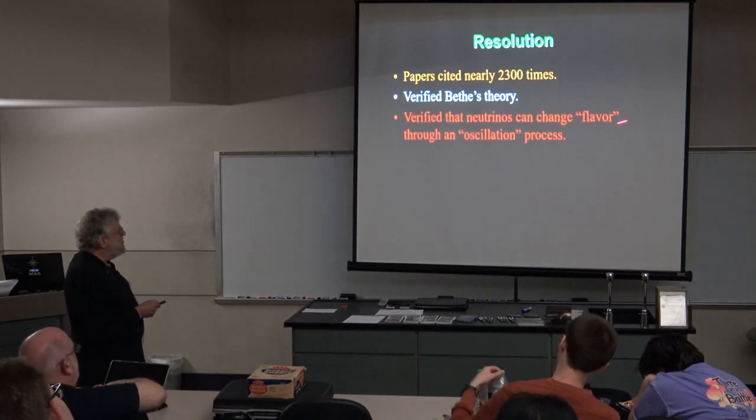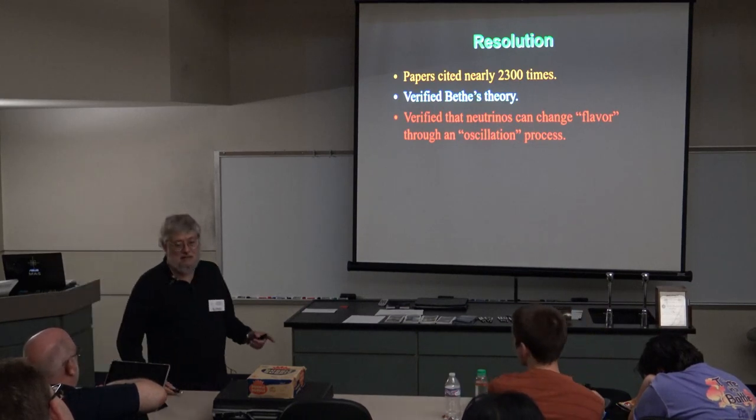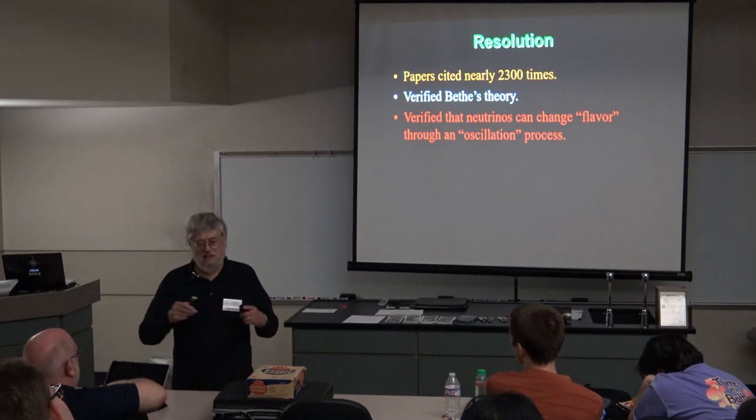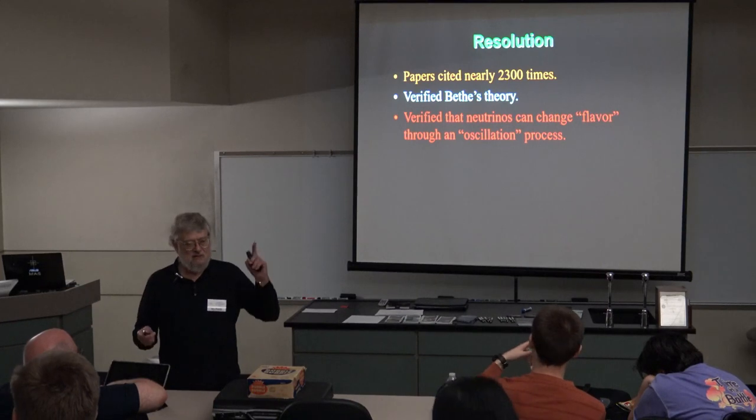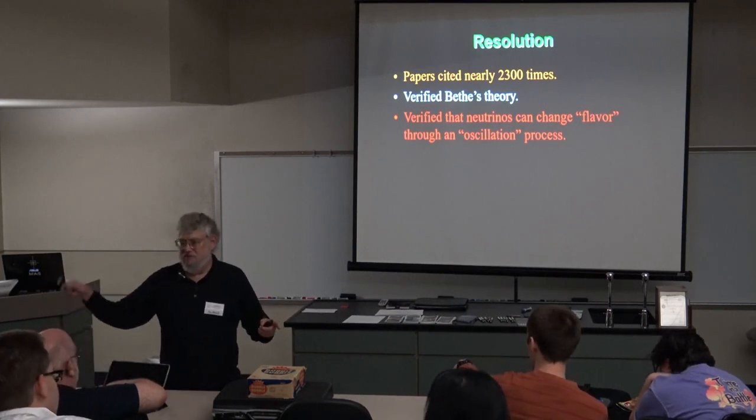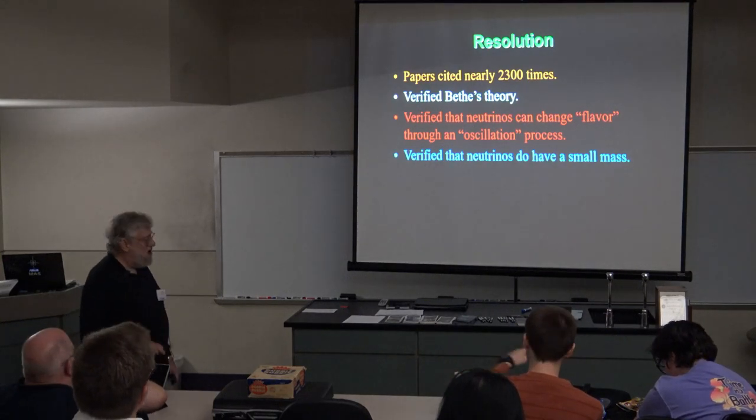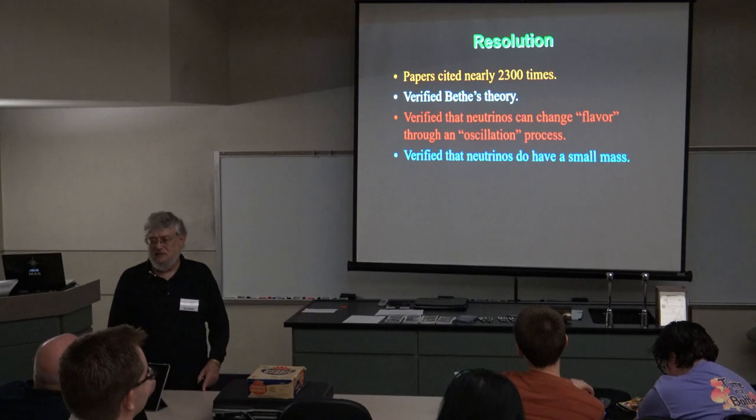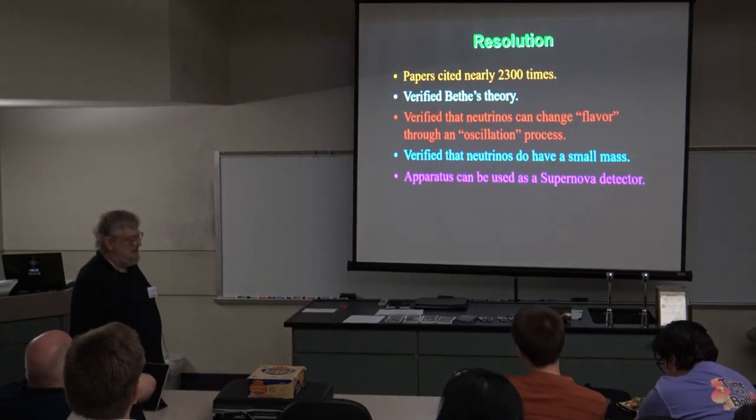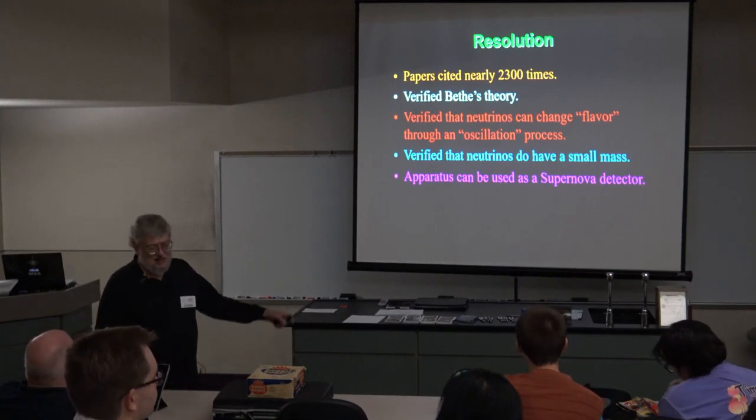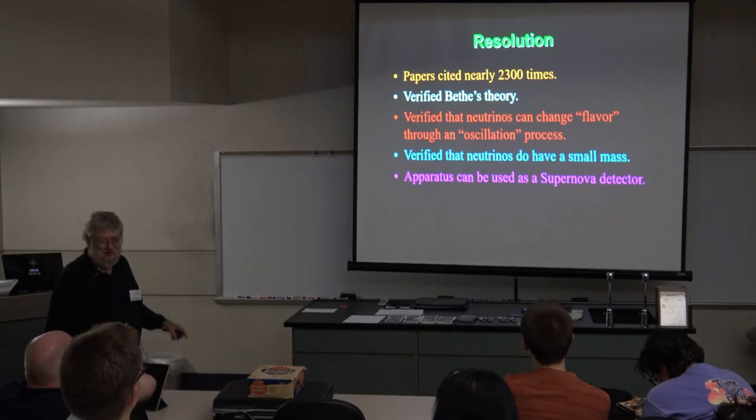It verified that neutrinos can change flavor through that oscillation process. Now that had been done in the lab before, but this was the first time it had been done in a real life case of neutrinos coming from the sun. We knew how many were produced and what their distribution was when they got here. And it verified that neutrinos have a small mass, because they can't do that unless they do have a mass. Yeah, that too. I wasn't going to get into that because this is above my pay grade here. This gets into weird voodoo physics and stuff.